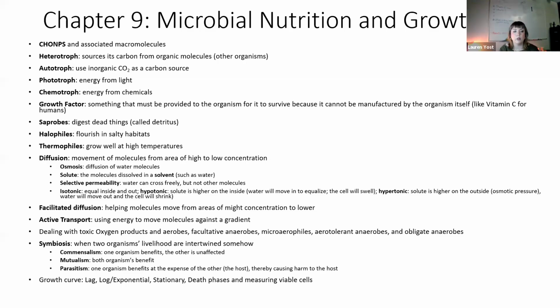All right, hi everybody. Let's go through our review for chapter 9. This was dealing with microbial nutrition and growth. There were a lot of kind of random concepts in this chapter, which I didn't really much care for, but they are very important ones. So let's talk about that.